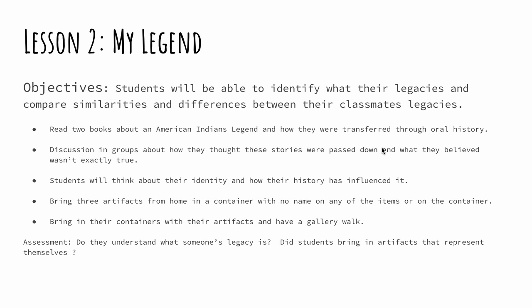After that, students will think about their own identity, and they will be asked to go home and pick 3 artifacts that they want to represent themselves. And then they'll bring them into class the next day in a container, and no names will be on any of their items or the containers. And then the kids will get to have a gallery walk and put post-its on the back of the containers to who they think the container belongs to. And then at the very end, the students will get to present and announce whose box or container belonged to who.